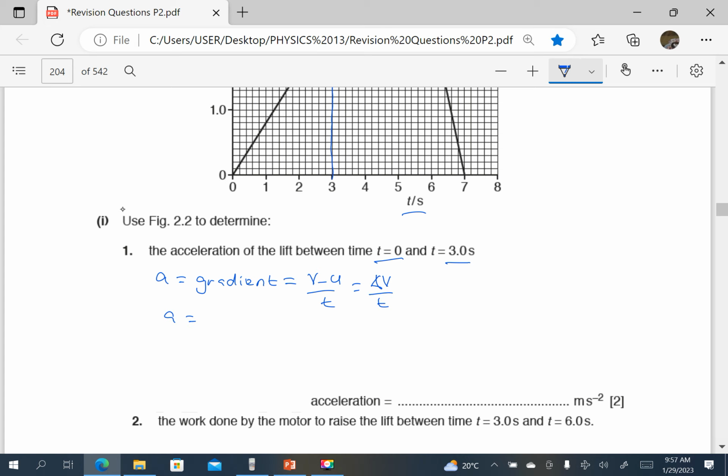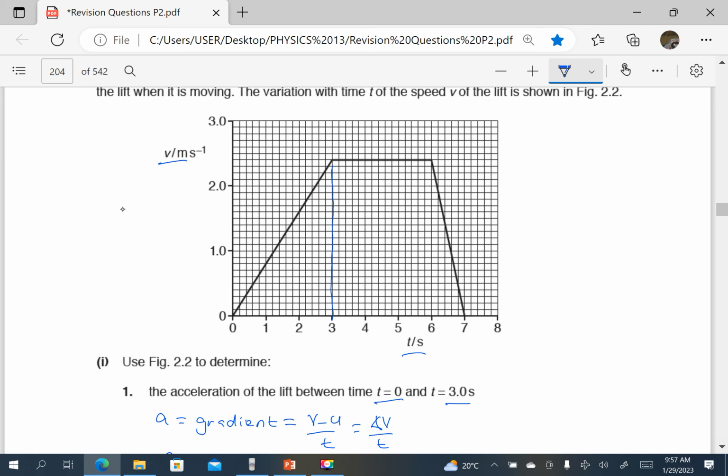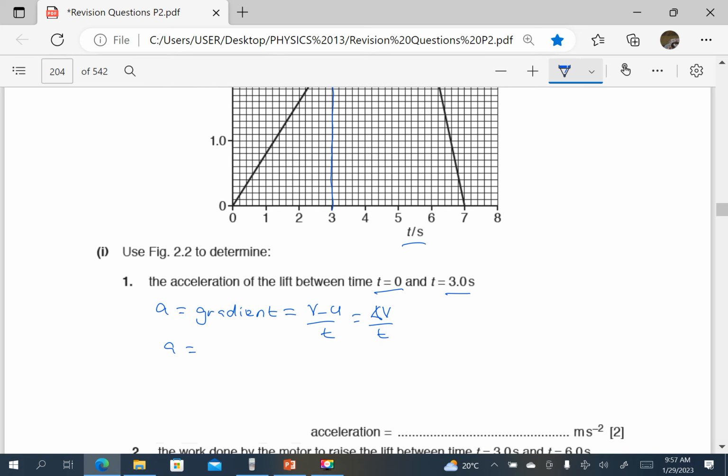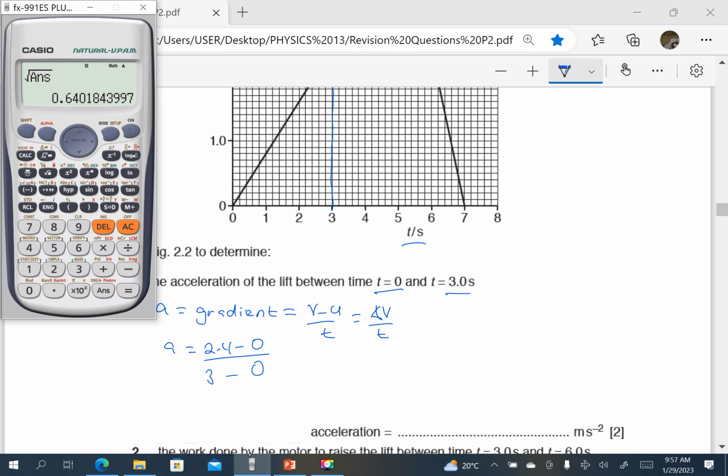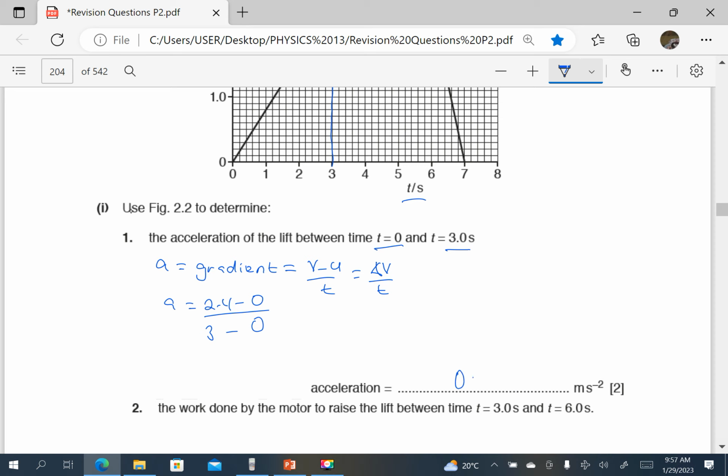So the acceleration is going to be equal to, from the graph, the scale on the vertical is 1 divided by 10, that is 0.1. So this is 1, 2, 3, 4, that is 2.4. So it is 2.4 minus 0 divided by, on the x-axis, 3 minus 0. So we have 2.4 divided by 3, which is 0.80. So the acceleration is 0.80.